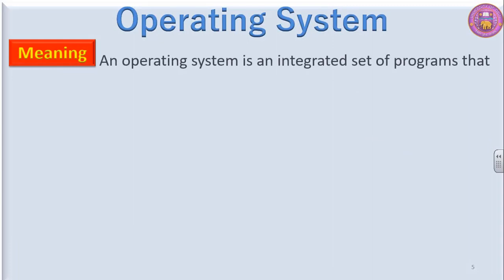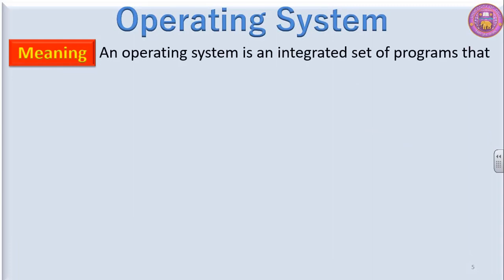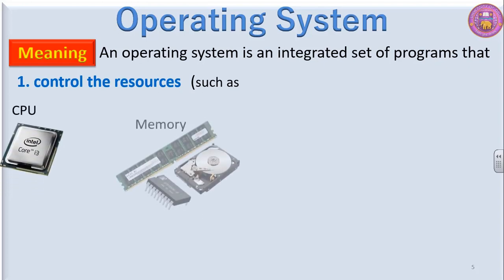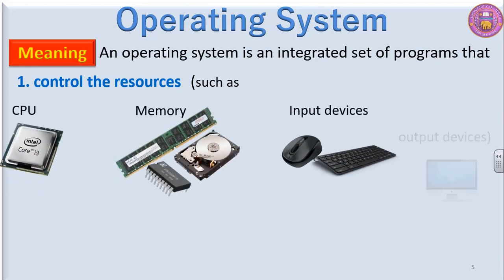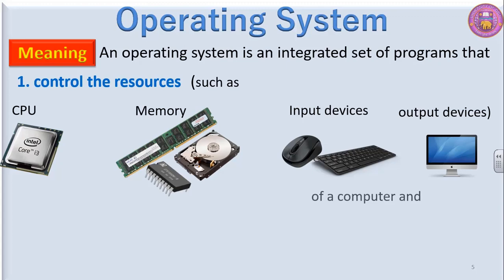Meaning, an operating system is an integrated set of programs. Integrated means combined, set means number. Operating system is a combined set of programs. It contains a number of programs that control the resources. When we talk of resources, resources means CPU, memory, input devices, output devices. All these are termed as resources. Operating system has a number of programs which control these resources.